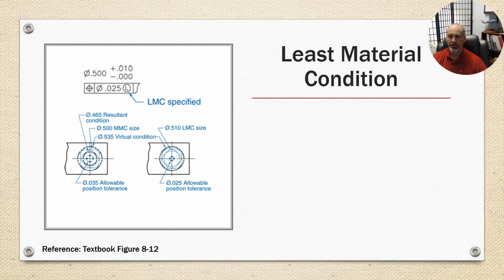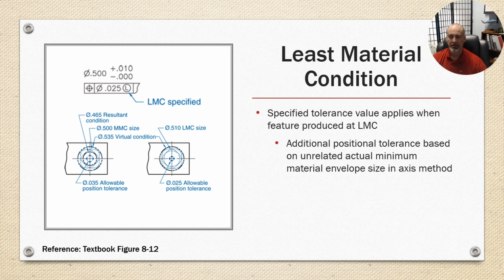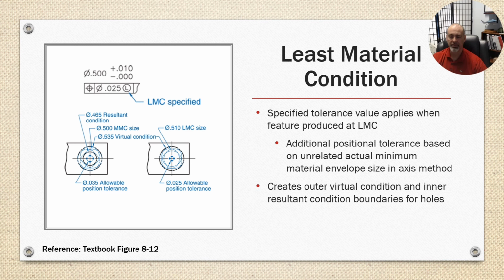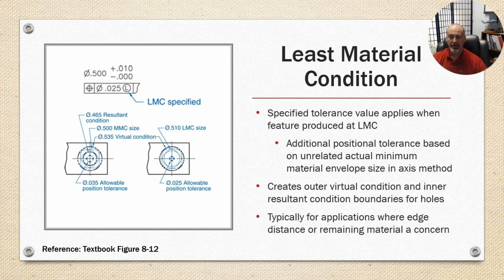Okay, least material condition. The specified tolerance value applies when the feature is produced at least material condition. Additional position tolerance is based on the unrelated actual minimum material envelope size in the axis method. It creates an outer virtual condition and an inner resultant condition boundary for the hole, and is typically for applications where edge distance and remaining material are a concern. So you're trying to make sure the holes don't get bigger and you get a thin wall condition, and maybe your submarine has a wall burst because of the pressure.